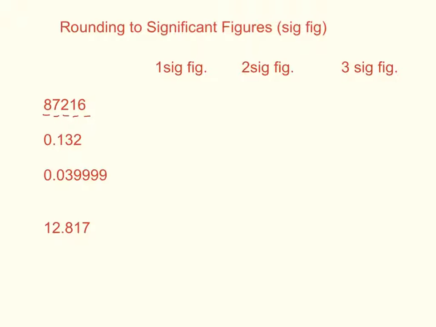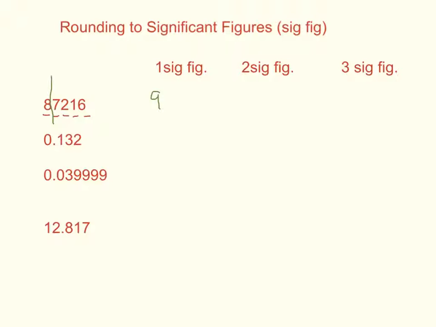So if we just want one, then basically what that means is we need to just cut it off after the very first number, which is after the 8. So just like when we're rounding to decimal places, we look at the next number over, which is the 7, and because the 7's more than 5, that means we need to add 1 on to the 8. So to one significant figure, the first significant figure is going to be a 9.